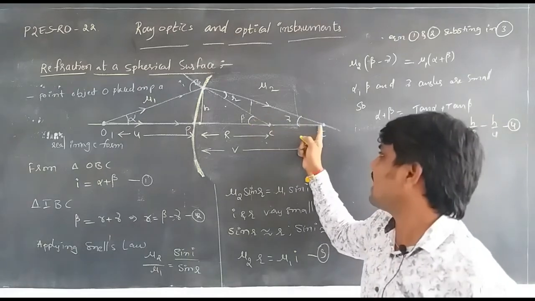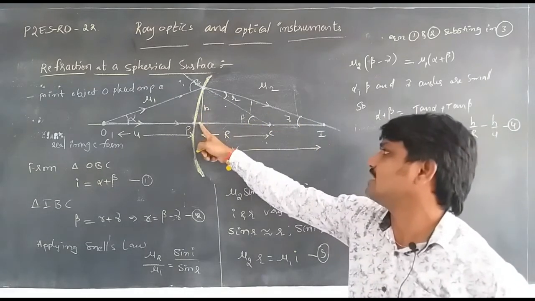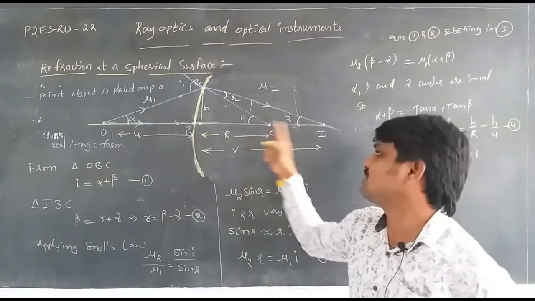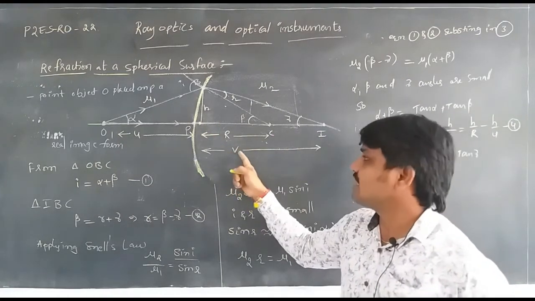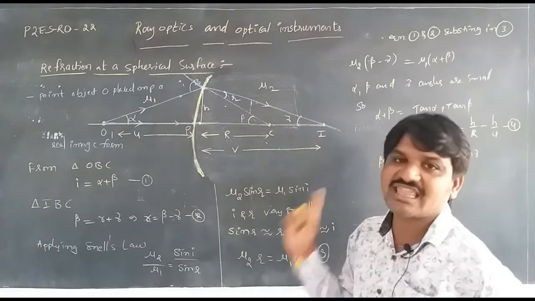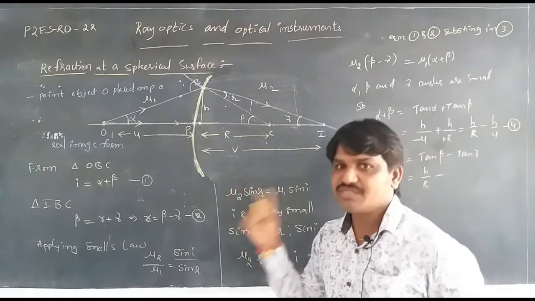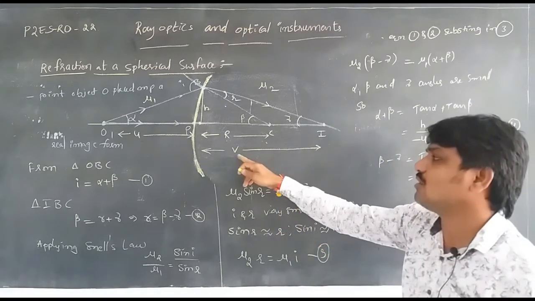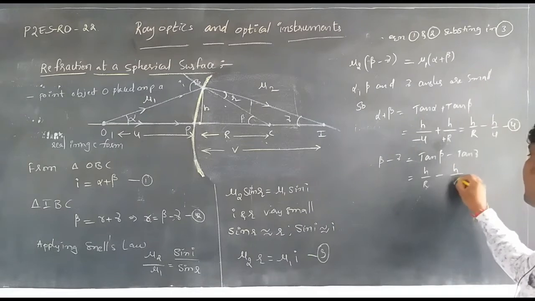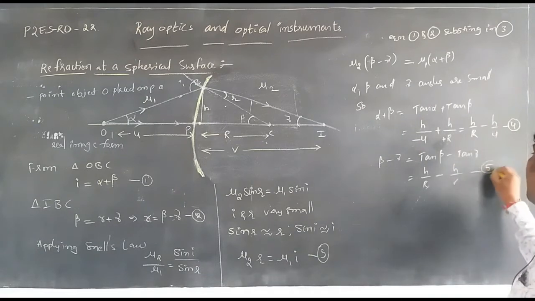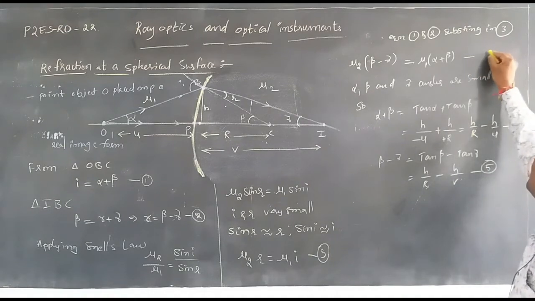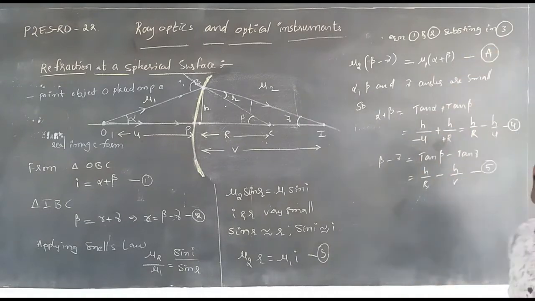Gamma means the angle here; also we can write that the opposite is h, the adjacent is the distance of the image from the pole, that is v. This is also plus v because we are measuring in the direction of the incident ray. So here h by v. Cancel, say equation number 5, and equations 4 and 5 cancel, say equation capital A.